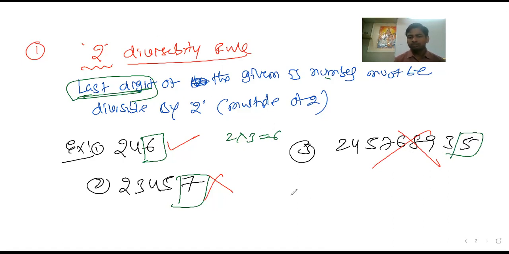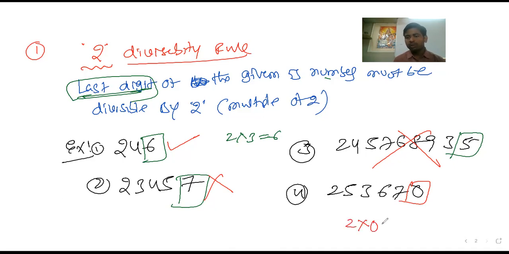Last example, 4: 23670. The last digit is 0. So 0 is divisible by 2. 0 is also a multiple of 2, because 2 zeros are 0, 3 zeros are 0. Actually, we learn the table 2 ones are 2, but 2 zeros are 0 is also there. That you should not forget.